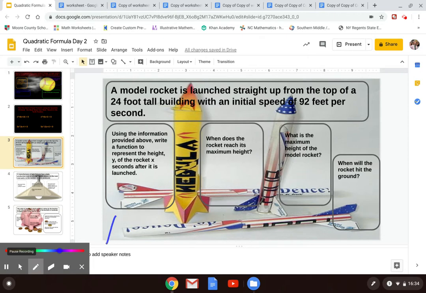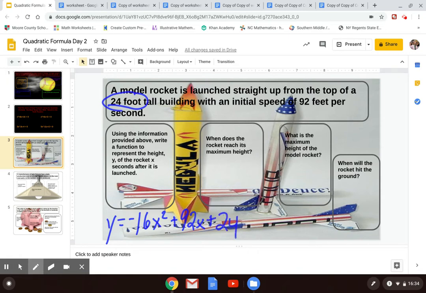So again, we start off with y equals, okay? And since we're dealing with gravity here, it's going to be the negative 16x squared again. And the velocity is 92 feet per second, so plus 92x. And then its starting point, it begins 24 feet above ground on the top of the building, so we're going to have plus 24. So that is the function that we're going to be using to solve the different problems here.